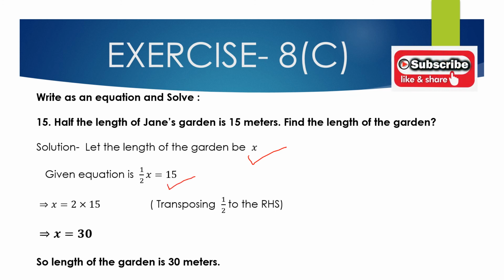Now 1 divided by 2 is transposed to the right hand side. This division symbol changes to multiplication symbol. So x will be 2 multiplied with 15, and 2 multiplied with 15 is 30 meters. Now we get the value for the variable x is 30. So the length of the garden is 30 meters.